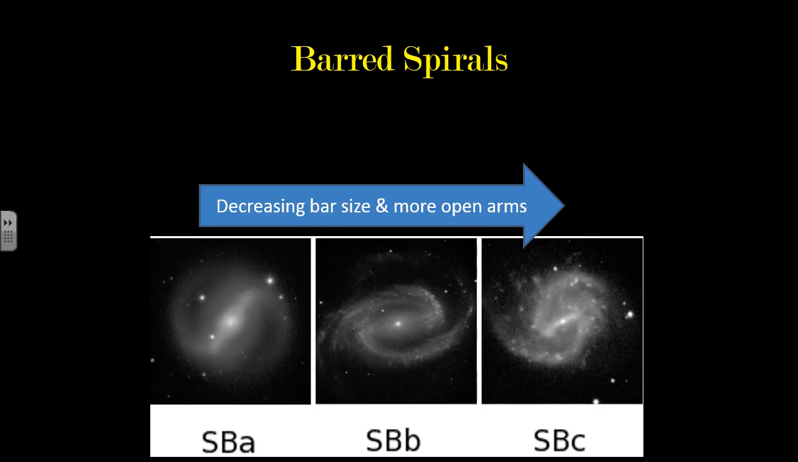The next type is barred spirals, and the only difference between a barred spiral and a regular spiral galaxy is in the center of these, there is this bar shape as opposed to a central bulge. So galaxies that are spiral barred galaxies will have that in the center. And you can see here that we have decreasing size and open arms moving from left to right. And again, this has the same nomenclature, A, B, and C, and SB for spiral barred galaxy.